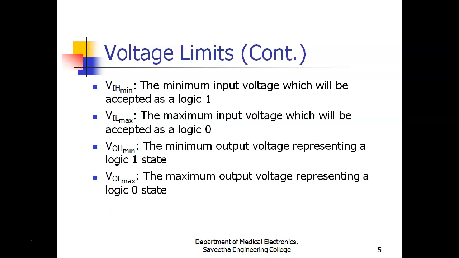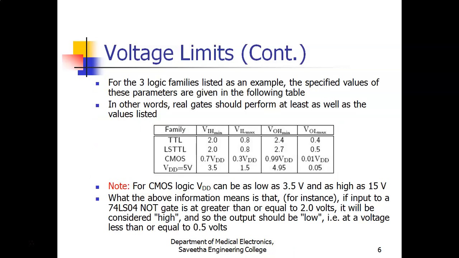So here you can segregate them as the minimum input voltage which will be accepted as logic 1, the maximum input voltage which will be accepted as logic 0, the minimum output voltage representing a logic 1 state, and the maximum output voltage representing a logic 0 state. Here are 3 logic families listed as an example. You can see the table where 3 different families, that is TTL, LSTTL, that is low power Schottky TTL, and the third one is CMOS.